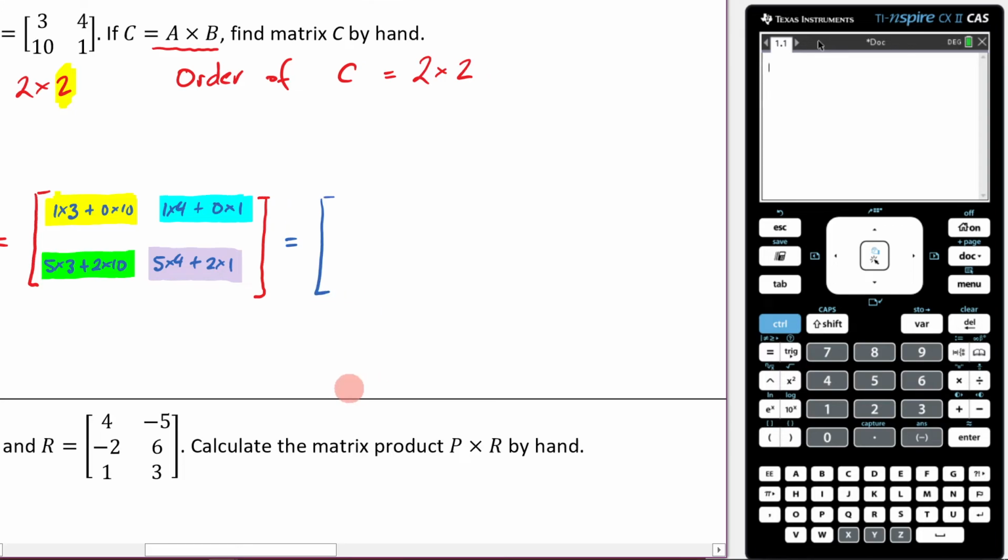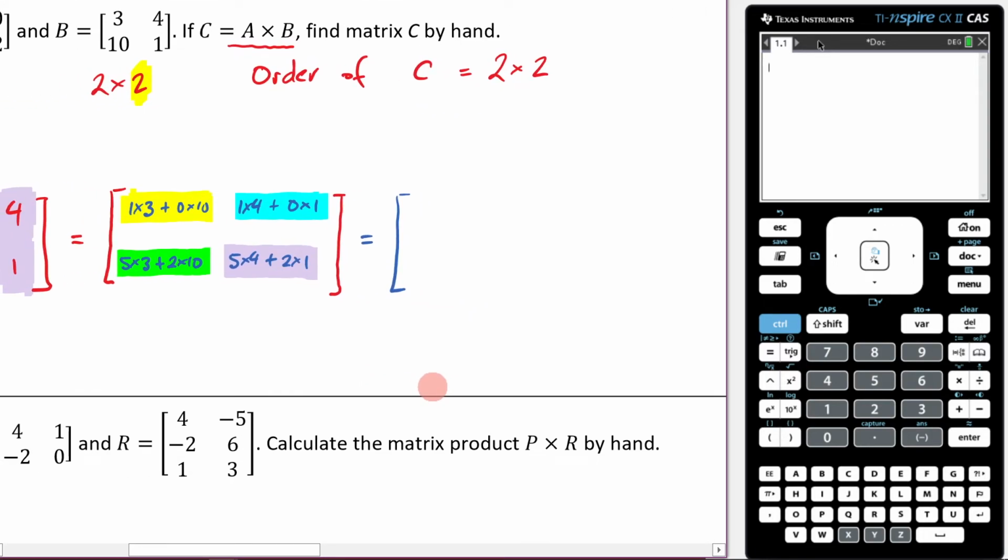Now, it's time to actually answer this thing. So now what we're going to do, how much room do we have? I might do this in one step. This is going to be 1 times 3 is 3 plus 0. So I'm going to have a 3 there. This will be 4 plus 0. So it'll be a 4 there. This will be 15 plus 20. 15 plus 20 is going to be 35. And then this will be 20 plus 2, which will be 22. And there is our answer.